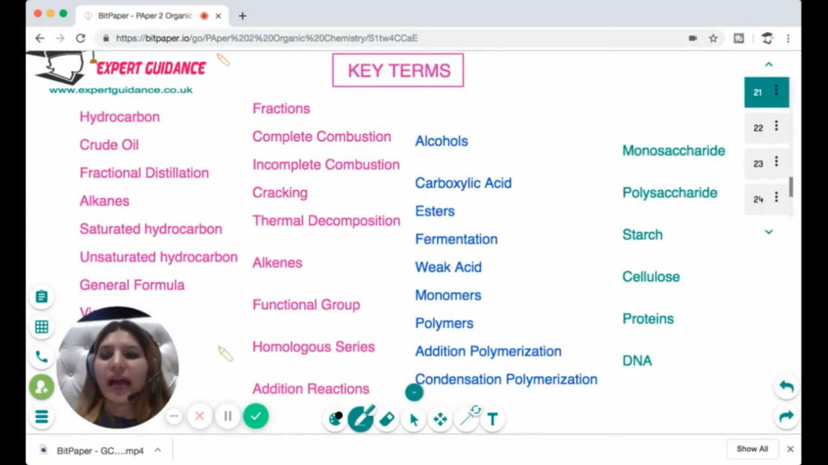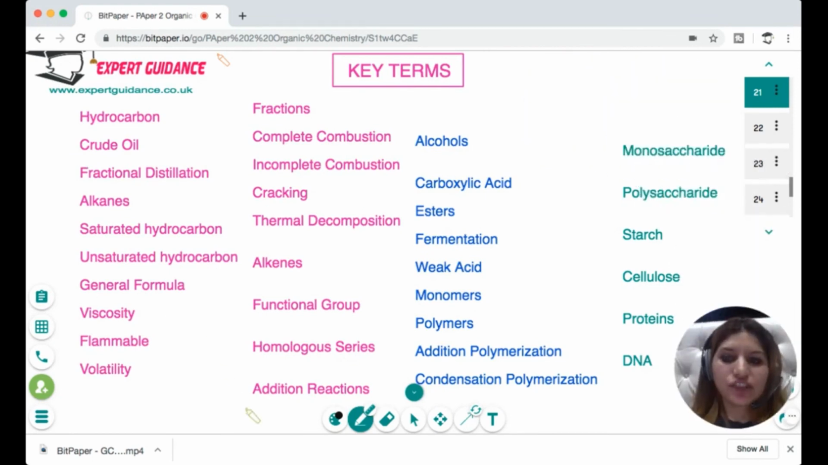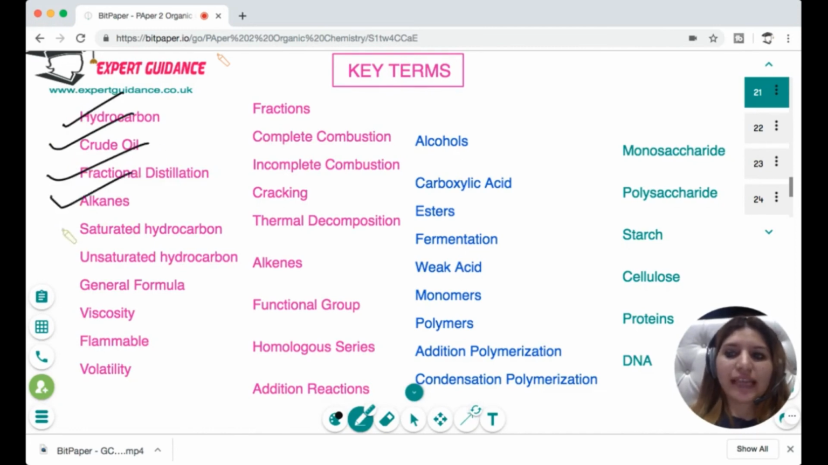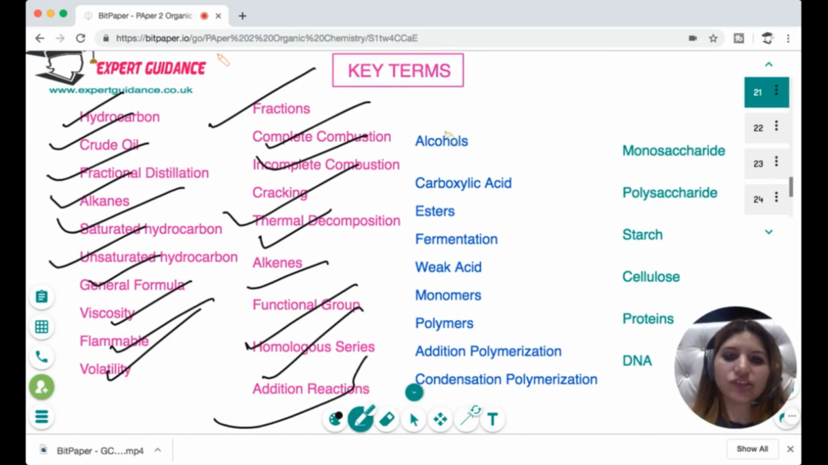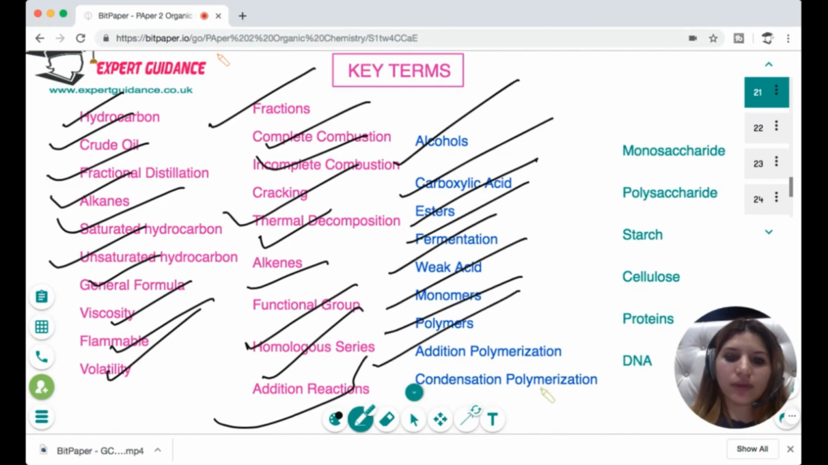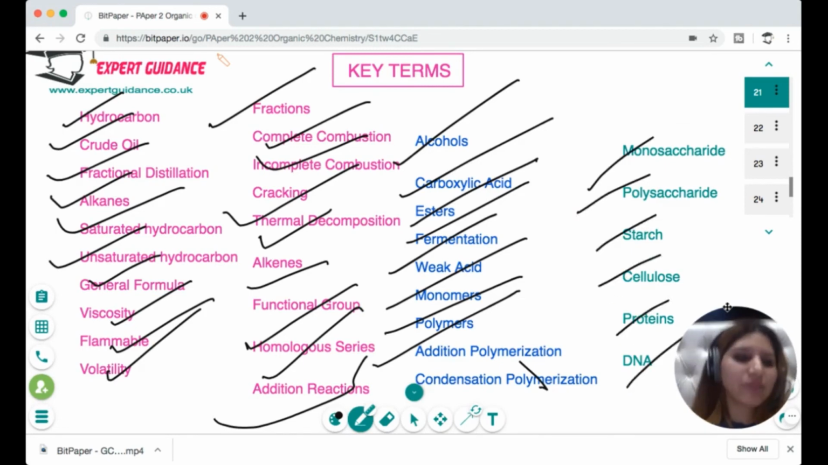Okay, so I hope all this concept of organic chemistry is clear to you. Now you should have a go at these key terms: hydrocarbons, crude oil, fractional distillation, alkane, saturated hydrocarbon, unsaturated hydrocarbon, general formula, viscosity, flammable, volatility, fractions, complete combustion, incomplete combustion, cracking, thermal decomposition, alkenes, functional group, homologous series, addition reaction, alcohols, carboxylic acid, esters, fermentation, weak acid, monomers, polymers, addition polymerization, condensation polymerization, monosaccharide, polysaccharide, starch, cellulose, proteins, and DNA. Have a go at these terms. If you're still unclear, watch the video again and then come to the website and check the answer.